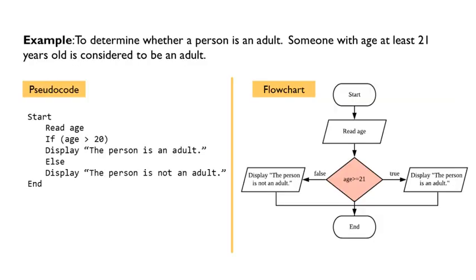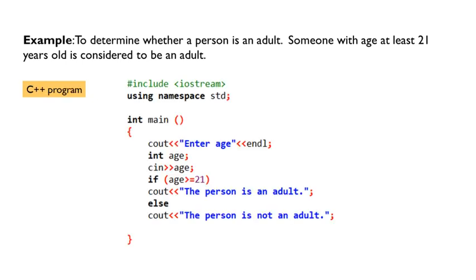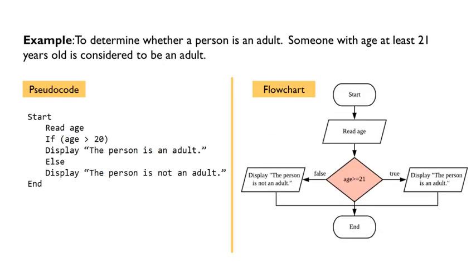So in this example, we want to determine whether a person is an adult or not. The problem states that someone who is at least 21 years old will be considered an adult. So you have to do the problem analysis: you analyze what is the I, what is the P, what is the O. After you recognize all the IPO, it will be easy for you to do the pseudocode and the flowchart.